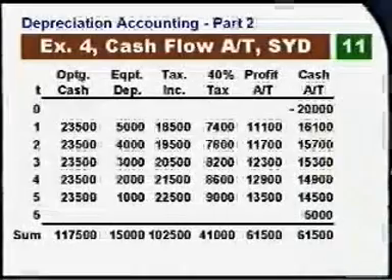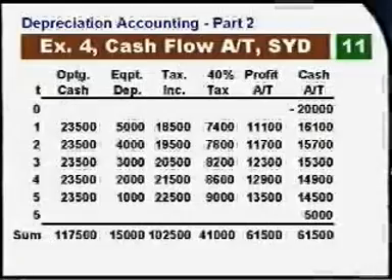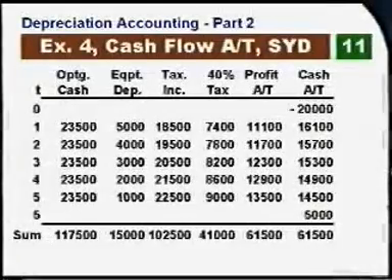The sum of the cash flow after tax column, 61,500, is the same as it is for example 3. So is the profit after tax. That sum 61,500. And the sum of the profit after tax column equals the sum of the cash flow after tax column.